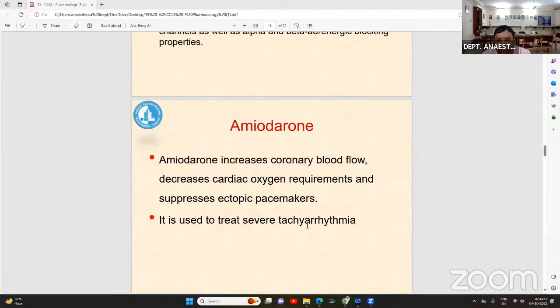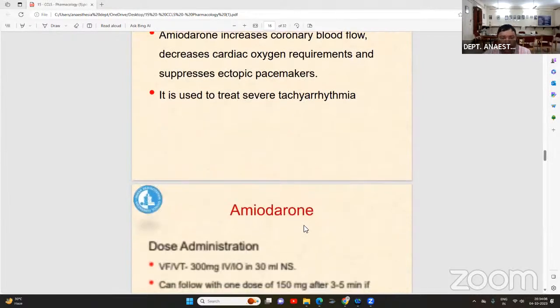Generally, in long-standing atrial fibrillation it is our drug of choice because it basically decreases the heart rate, which increases diastolic time. It can decrease the oxygen requirement, increase the myocardial blood flow, and it is used to treat severe tachyarrhythmias. It is the drug of choice for the severe tachyarrhythmias.